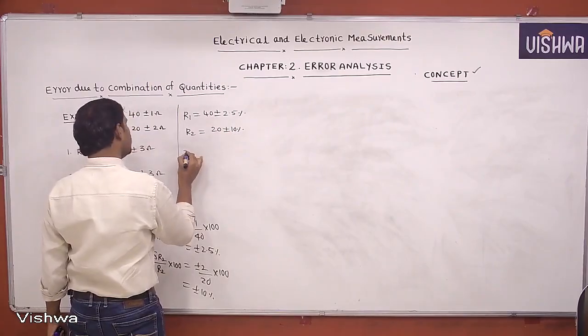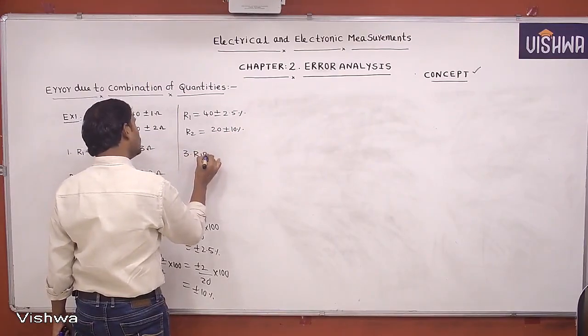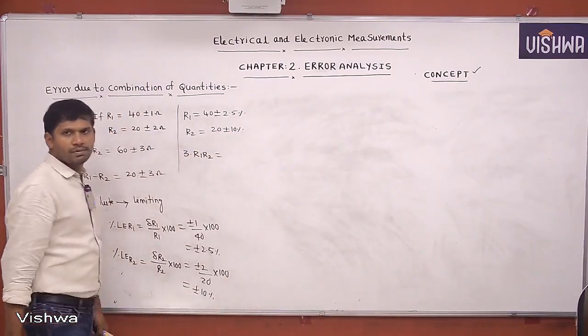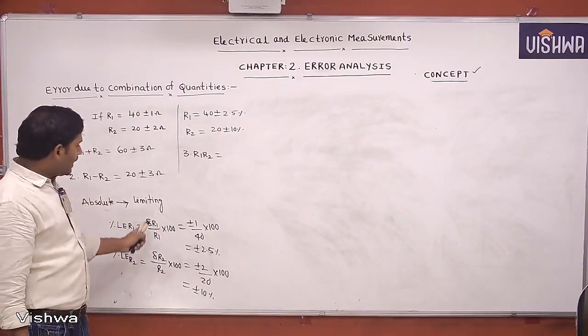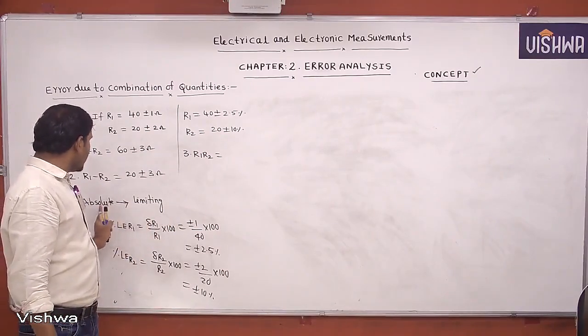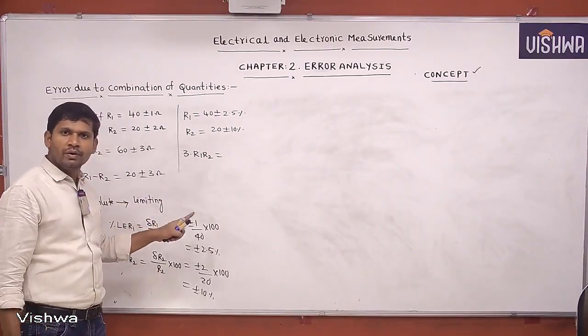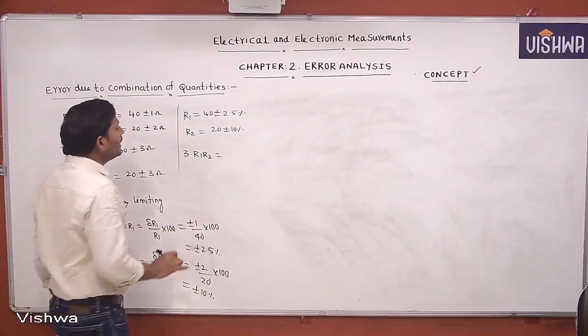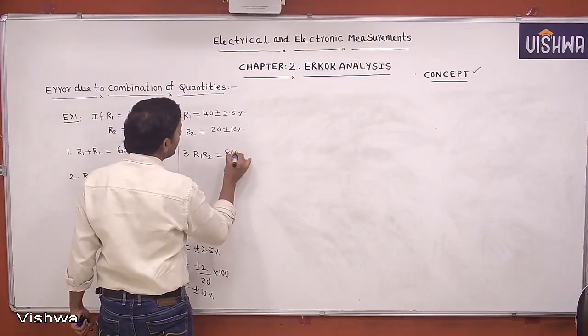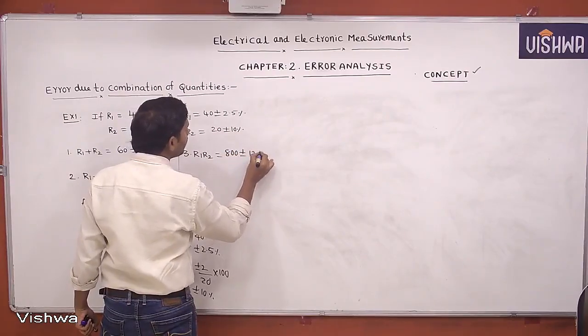Now third one. What is R1 into R2? You tell me. Here we are getting an idea how we are converting absolute to limiting. Absolute to limiting, that you concentrate. Then what is R1 into R2? 800 plus or minus 12.5%.